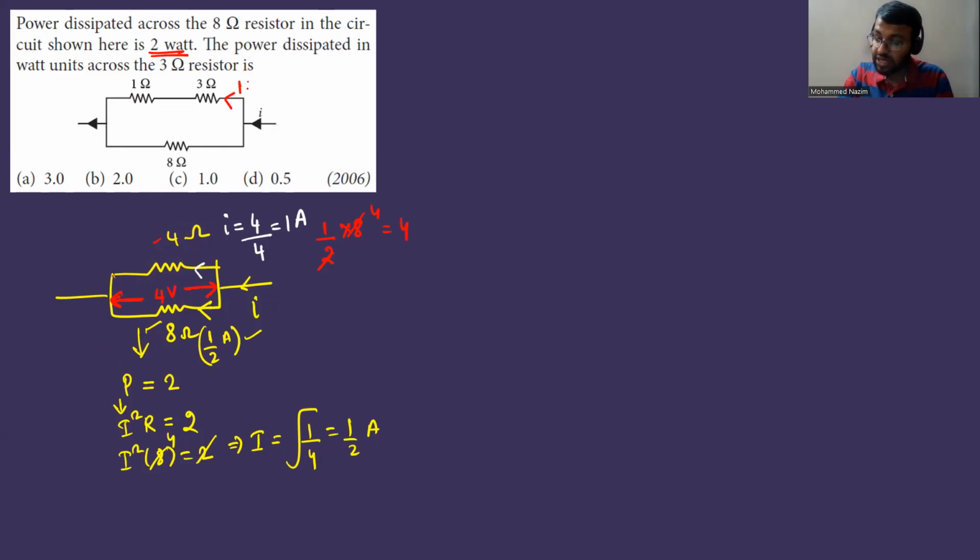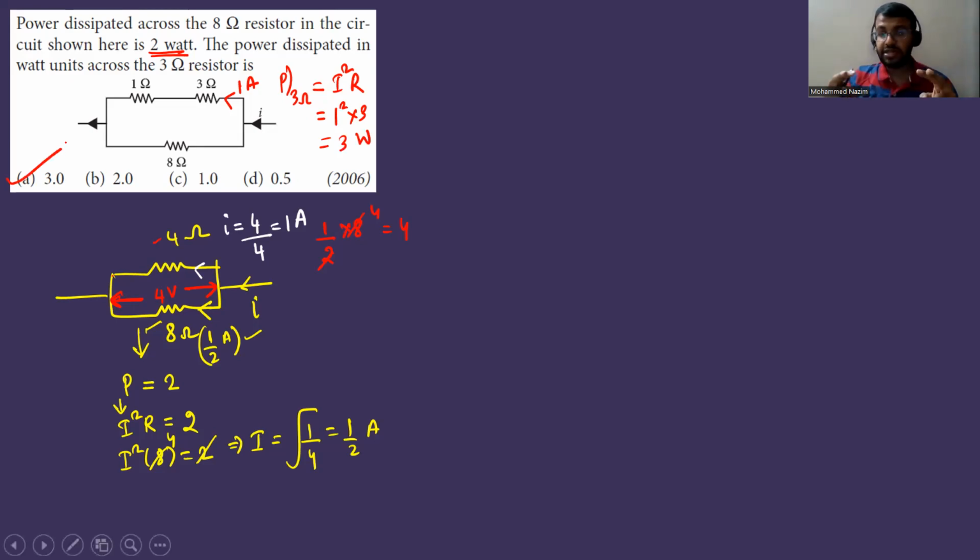The current flowing is 1 ampere. Now you can easily find the power. He's asking for the power across the 3 ohm resistor. So the power across the 3 ohm resistor, again, you can use the same formula, I square R. What is the current flowing through the 3 ohm? 1 square into the resistance, which is 3. So this is going to be 3 watt.